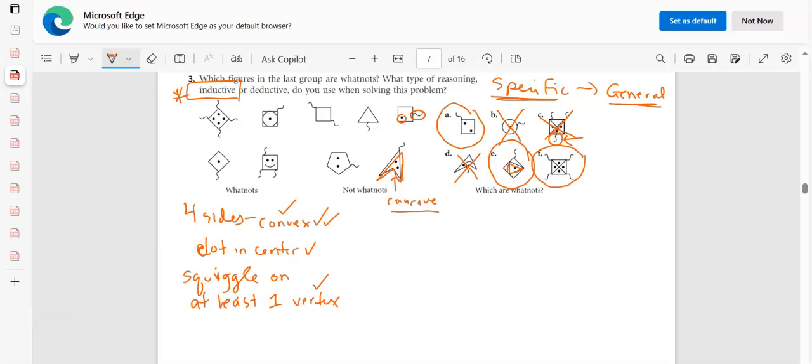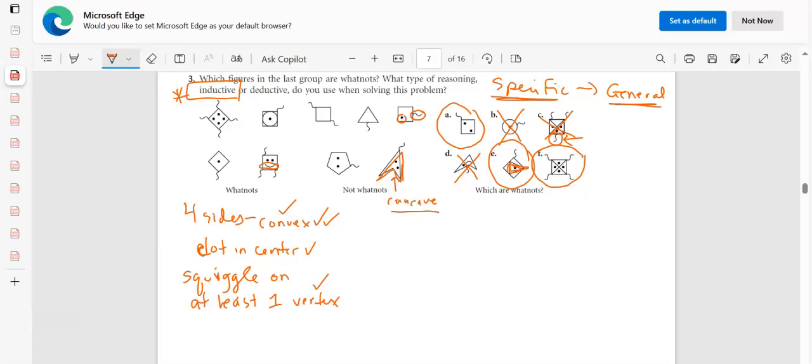D is not a whatnot because it is a concave polygon. It is not convex. It has four sides, and it fits the other parts of the definition, but it is concave, not convex. E is a whatnot. It has the dot, it has the squiggle, it has four sides, and it does have extra pieces inside, but that's okay, right? This one had some extra stuff. This one had a circle inside.